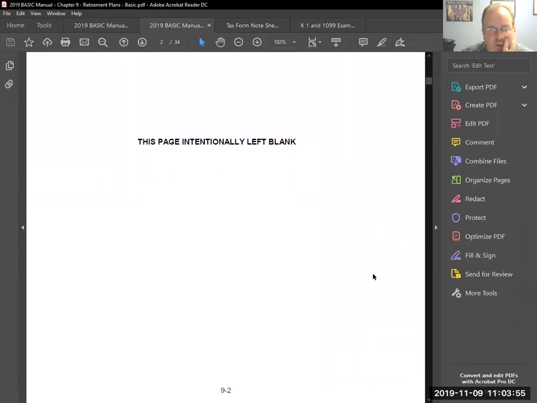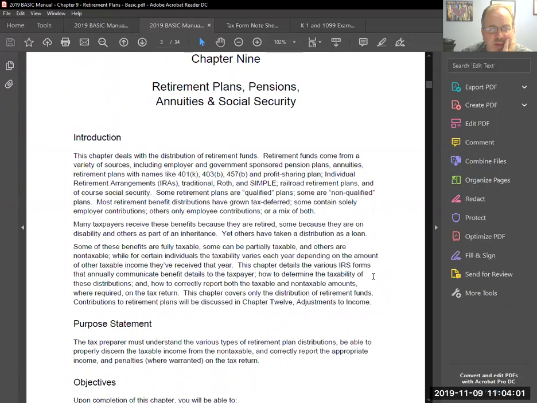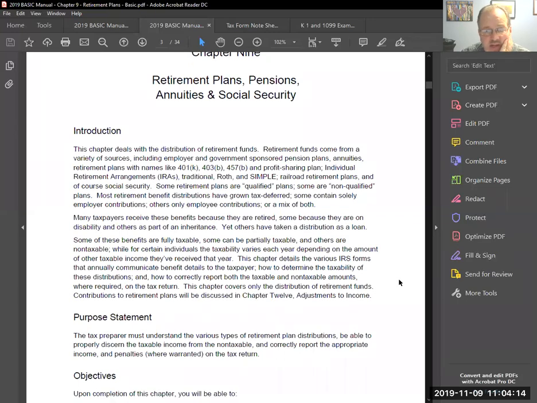All right. So in this chapter, as I said, we're going to be talking about retirements, things that you hear: pensions, annuities, 401ks, 403bs, 457s. I mean, IRAs, Roths, SIMPLEs, railroad retirement, Social Security. These are all things that we tend to think of that we have when we draw on our retirement, all right? So we want to make sure that when we talk about these, we understand how we put them on the tax return. And then we always hear that retirements are qualified plans or some are non-qualified. And we'll talk about that.